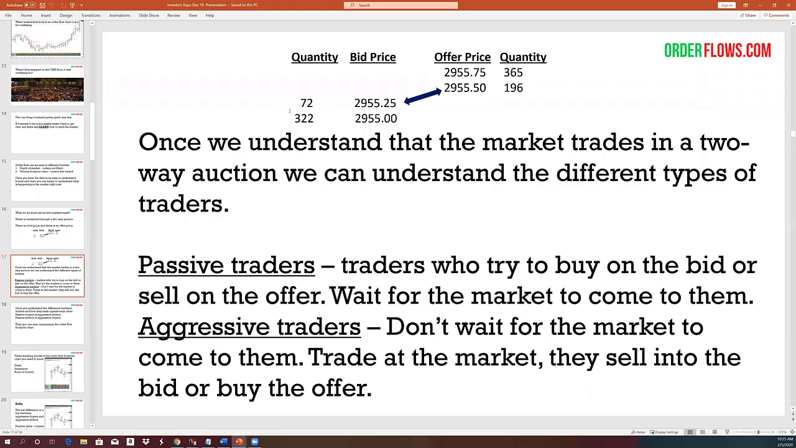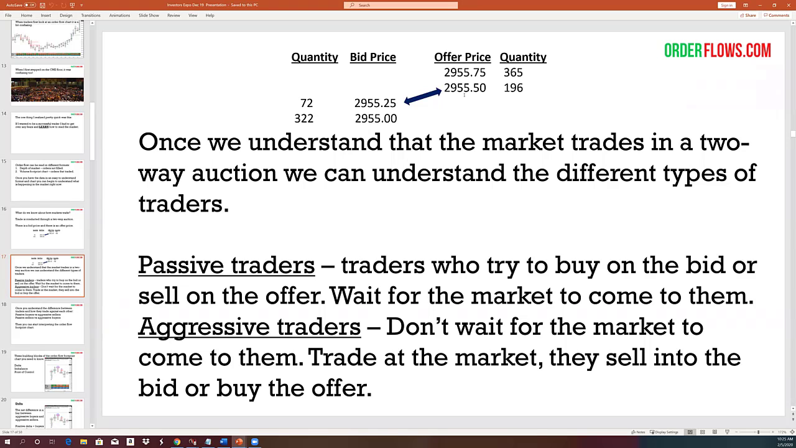Once you understand that part, you're going to understand that there's two different types of traders, right? Not everybody trades the same way. You're going to have passive traders and you're going to have aggressive traders, right? Passive traders are the traders that are sitting on the bid in the order book, or they're sitting on the offer in the order book. They're not lifting the offer. They're not buying at the market. They're not selling at the market. They're bidding a certain price or lower, or they're trying to sell it at a certain price or higher. They wait for the market to come to them.